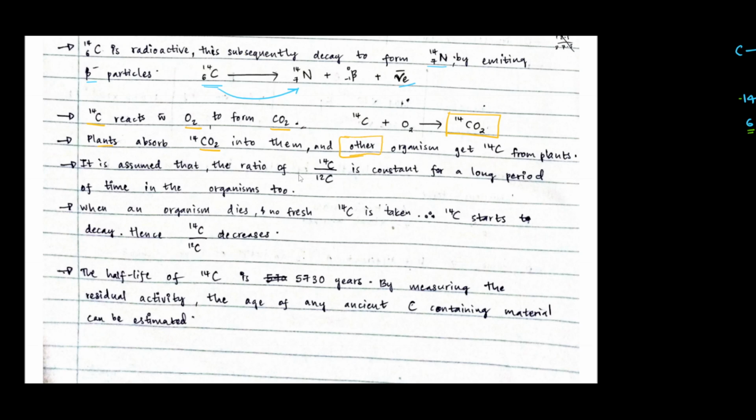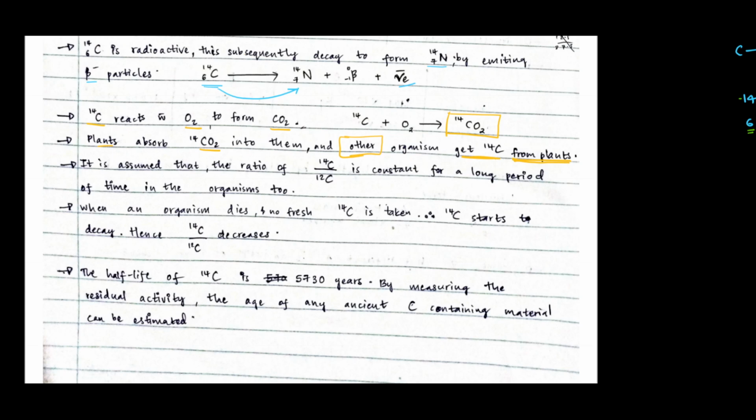So plants absorb it, and the other organisms consume plants. Therefore, they get carbon-14 from plants. There is no other way because organisms don't take in carbon dioxide.